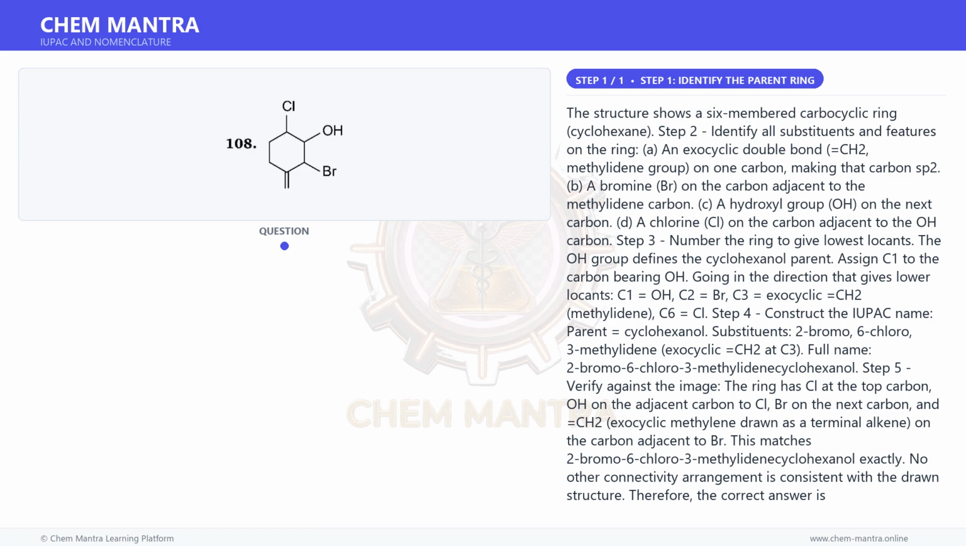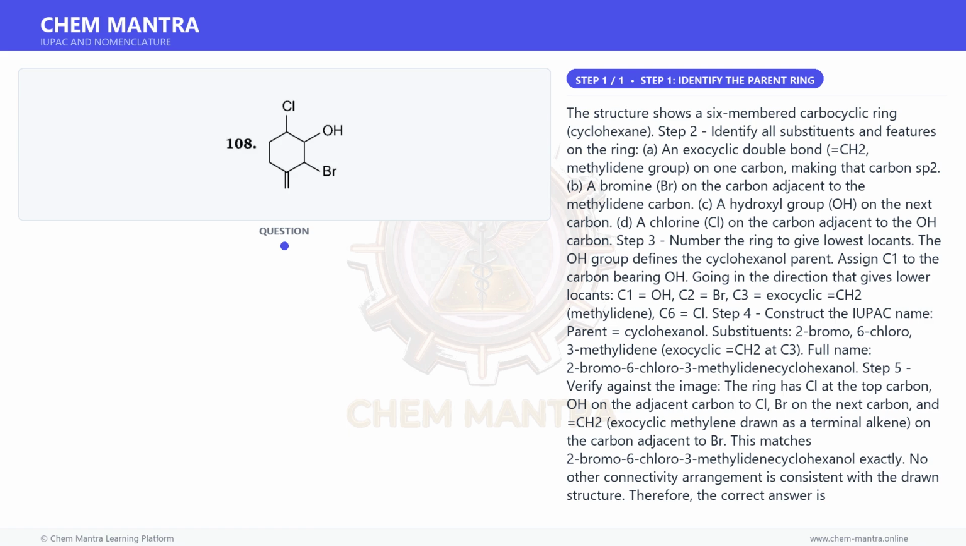Step 4. Construct the IUPAC name. Parent is cyclohexanol. Substituents: 2-bromo, 6-chloro, 3-methylidene, the exocyclic =CH2 at C3. Full name, 2-bromo, 6-chloro, 3-methylidene. Step 5. Verify against the image.